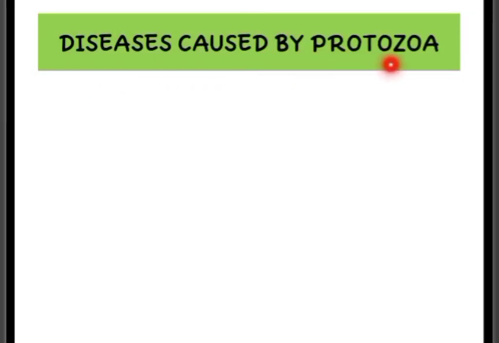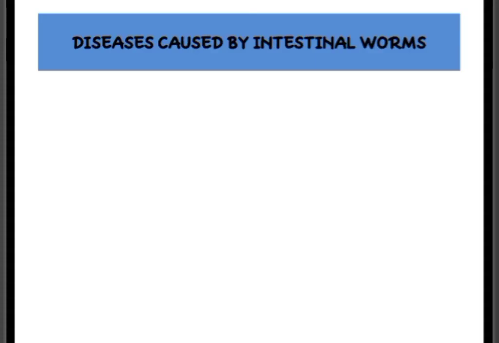Our next type is diseases caused by protozoa. What are the diseases which are caused by protozoa generally? Malaria. Malaria is a disease which is caused due to a protozoa. And Kala Azar. Kala Azar is also another type of disease which is caused because of a protozoa. These protozoa bring infections to human beings.